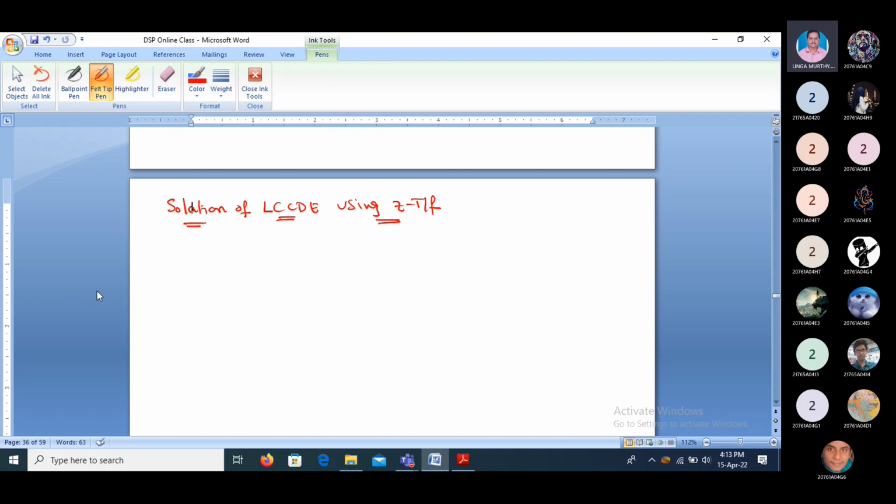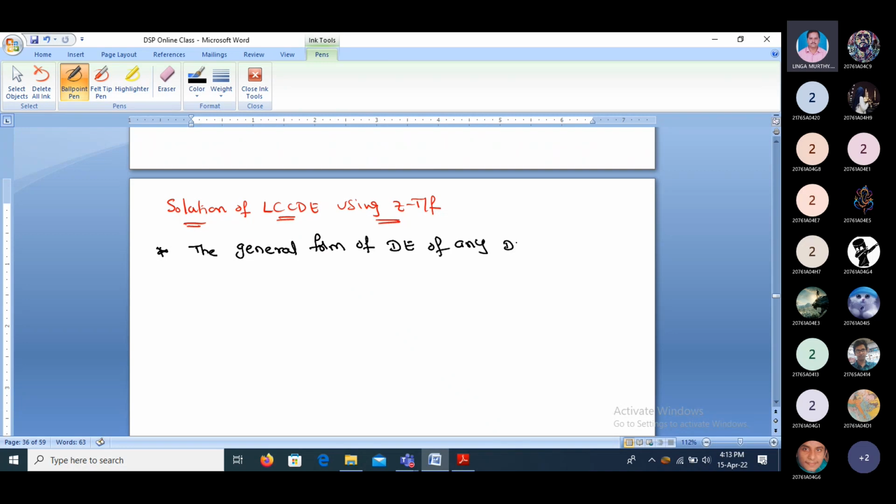So first, directly you can go for the concept, no? In general, all of you know that one. What is meant by the LCCDE? It gives the relationship between the input and output with the weights. The general form of difference equation of any discrete time LTI system.